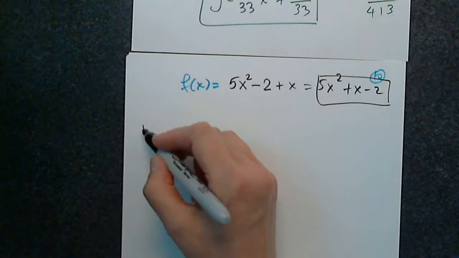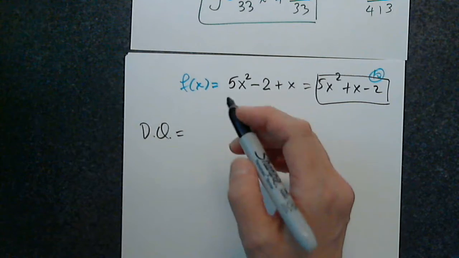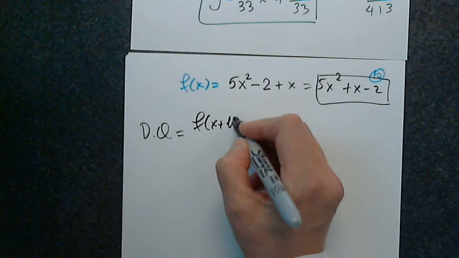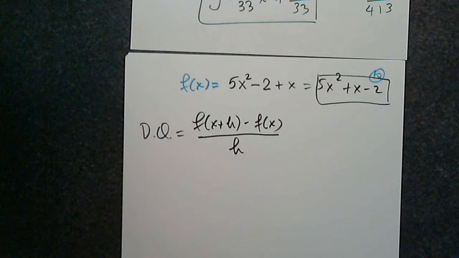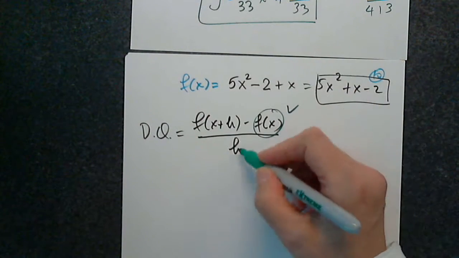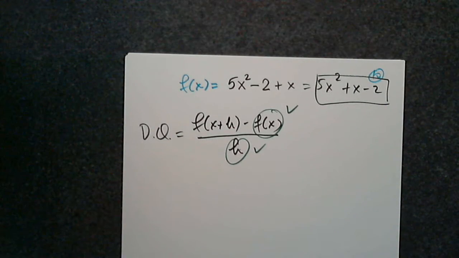And we want to find the difference quotient. It will be given to you. You do not have to memorize this one: f of x plus h minus f of x, divided by h. And if you remember, there are 3 pieces here, and 2 we have. This I have, this I have. What I don't have is f of x plus h. So let's find f of x plus h.